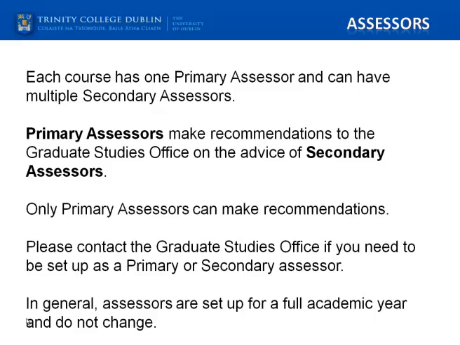Each course has one primary assessor and can have multiple secondary assessors. Primary assessors make recommendations to the Graduate Studies Office on the advice of secondary assessors. Only primary assessors can make recommendations. Please contact the Graduate Studies Office if you need to be set up as a primary or secondary assessor. In general, assessors are set up for a full academic year and do not change.